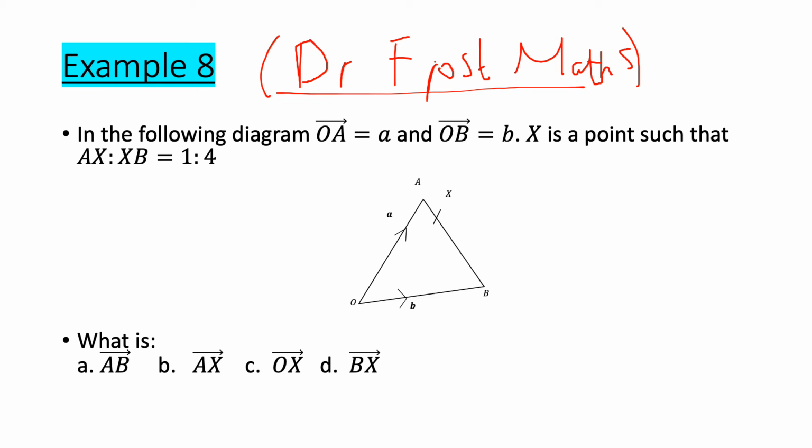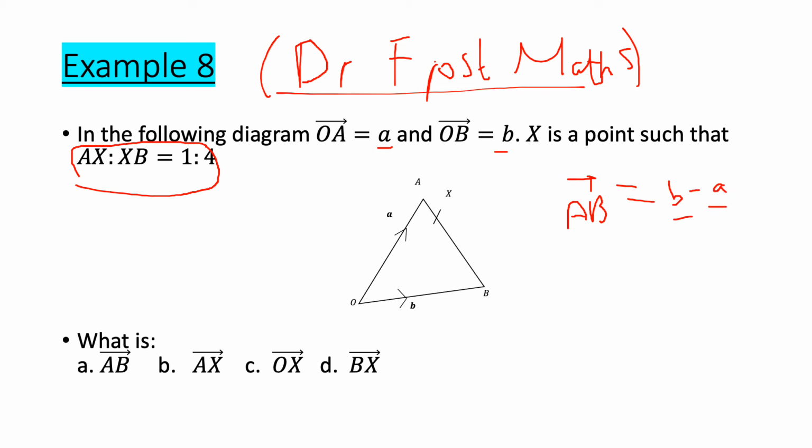Right, in the following diagram, OA is equal to A, and OB is equal to B. X is the point such that AX to XB is 1 to 4. What is AB, AX, OX, and BX? Before I start the question, I just want to talk about this part here, because there's a lot of confusion. AB is going to be minus A plus B, or B minus A.